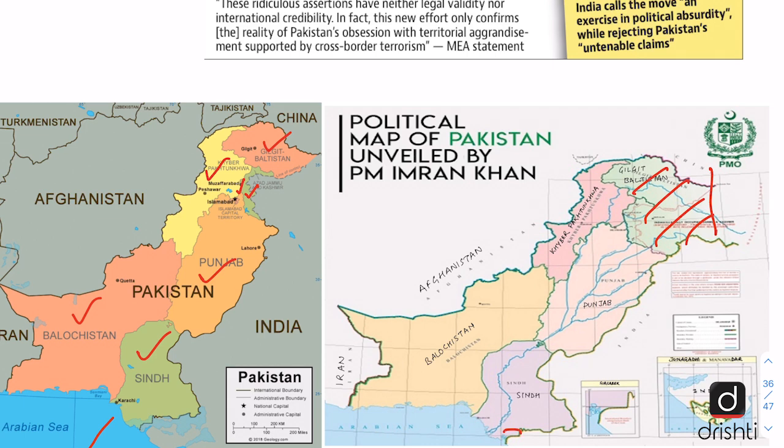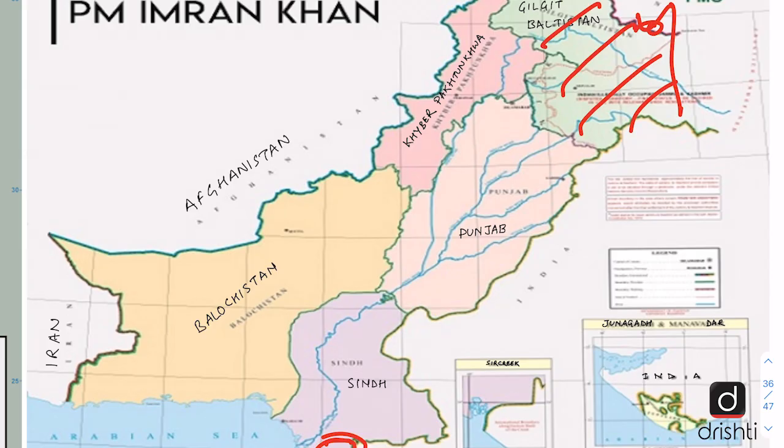Also, this map includes the Sir Creek area, which is under dispute between Pakistan and India. That has been now included in this map as part of Pakistan. Also, Siachen Glacier has been included as part of Pakistan. And Pakistan has not stopped there. It has also included Junagadh as part of Pakistan, which is towards the southern portion of Gujarat.